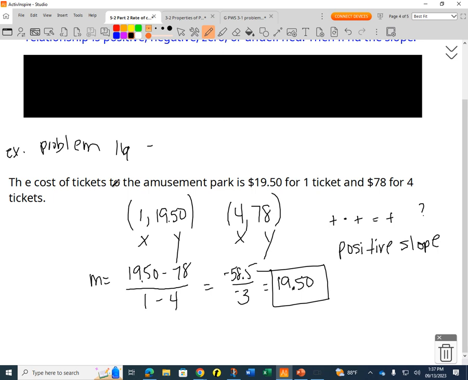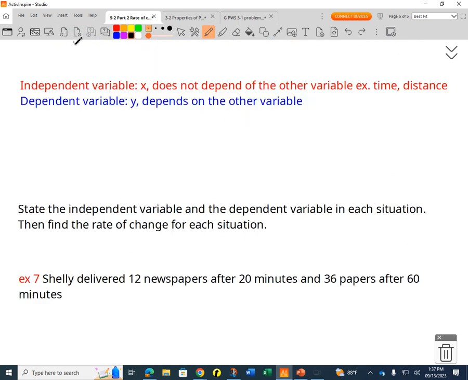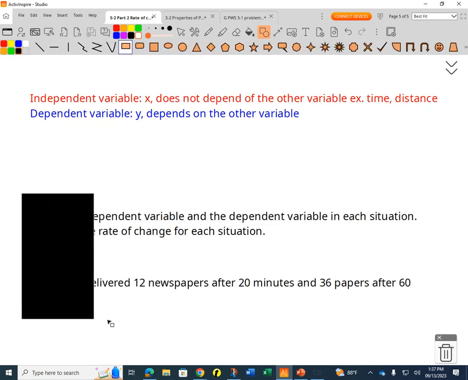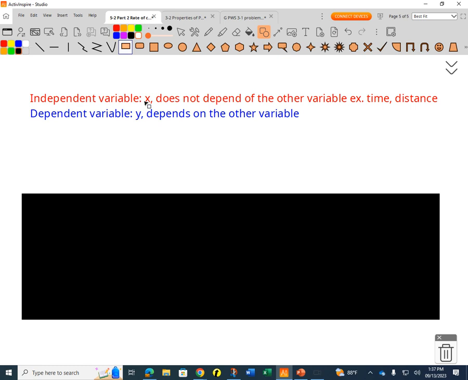We're going to look at how to do problem 21. And first off, we have to talk about what is an independent variable. So we are going to go ahead and put this in our notes. An independent variable is usually the x coordinate, and it does not depend on the other variable. Usually, if you have time or distance, those are almost always independent variables, so they're almost always going to be your x coordinate.